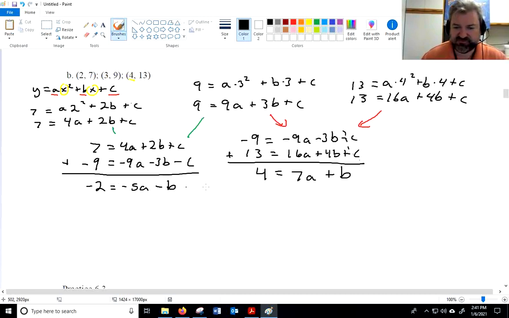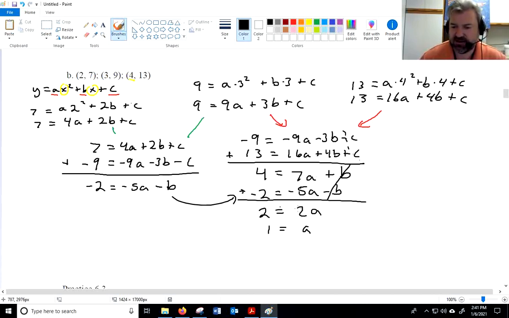Okay, well, actually, these look perfect for elimination again. So I'm just going to take this equation and move it over there, and we'll add them together. And the b's cancel this time. And I'm left with 2a is equal to 2. So a equals 1. And I can use one of these equations. I'll just use this one here, 4 is equal to 7 times 1 is 7 plus b. So -3 is b.